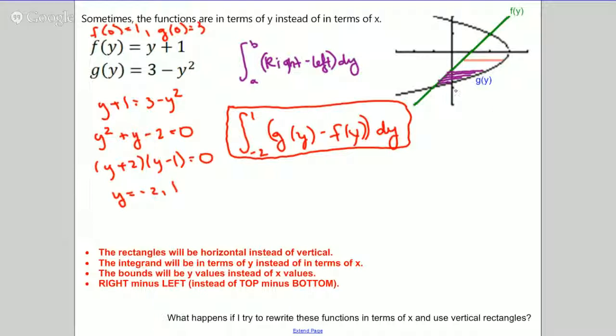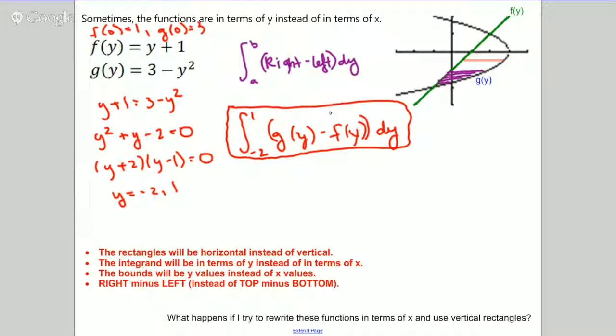What would have happened had I tried to take vertical cross sections in this case? You see what would happen right about here? It would have worked until this point, right? I would do green minus black, top minus bottom. But then here I have black minus black, right? So it is doable, but it would take quite a bit more work. And so this one really lends itself well to right minus left. You just have to remember, if you're going to do right minus left, everything must be in terms of y's.